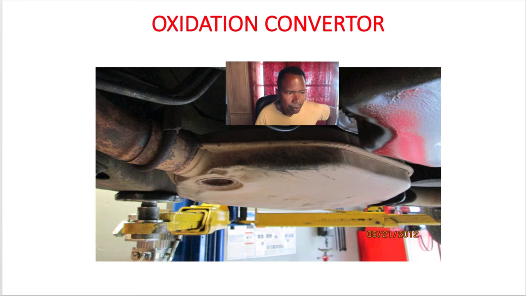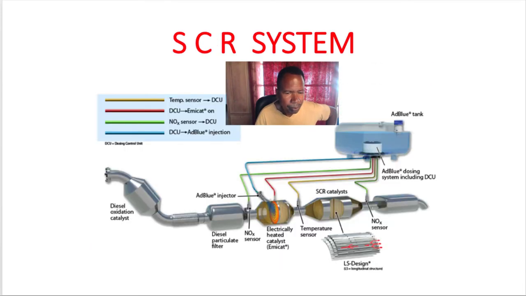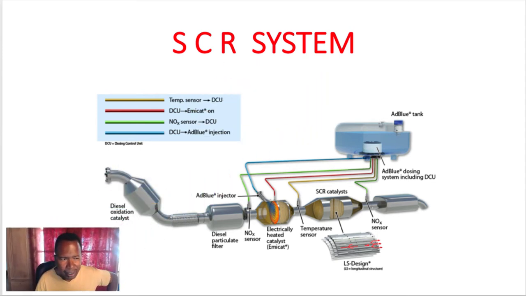Here's another one. Uh-oh. Which emissions are being controlled by this one? Let's look at the diagram. It should be easy to figure out. NOx. This system reduces NOx.